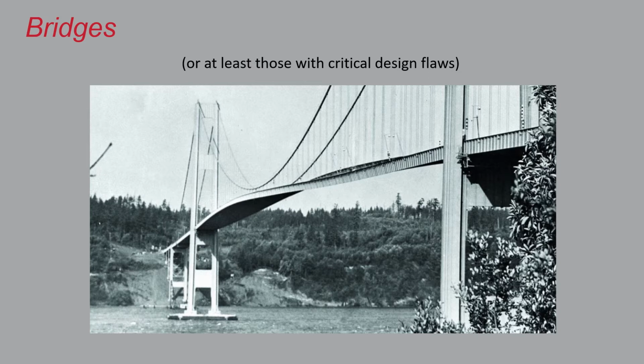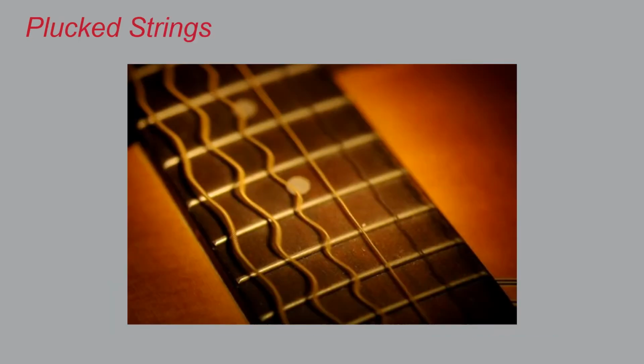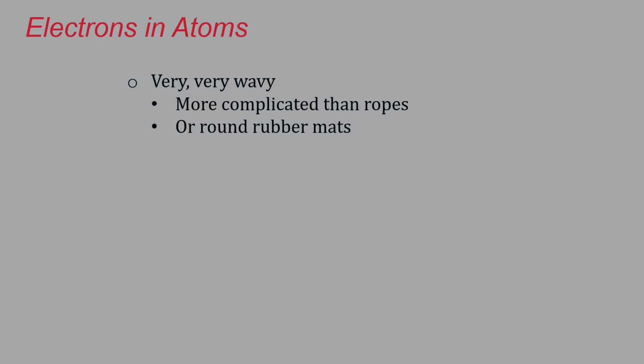And we talked about the other place where you see waves. This is a far less dramatic one, but stringed instruments. All right, so now it turns out that electrons, you might think of them as like little negatively charged particles, but it turns out that they act very, very, very much as if they are waves. And unfortunately, their wave motion is far more complicated than strings, ropes, round rubber mats, the drum skins, or anything else.